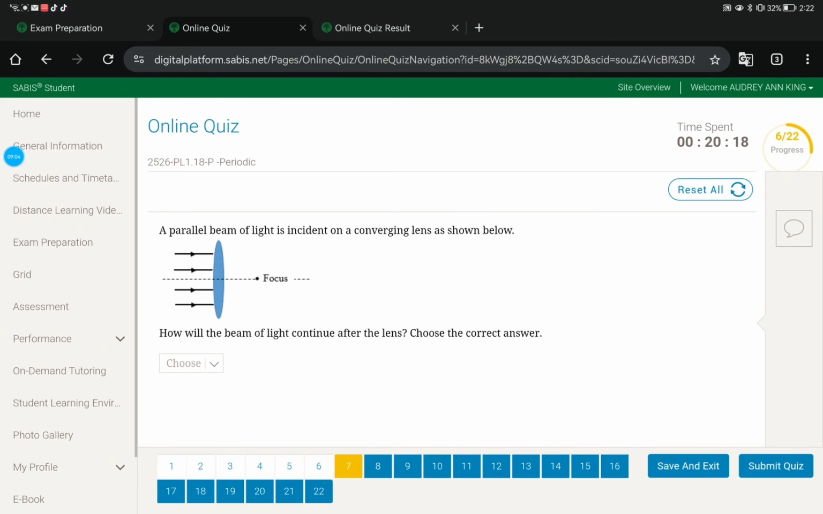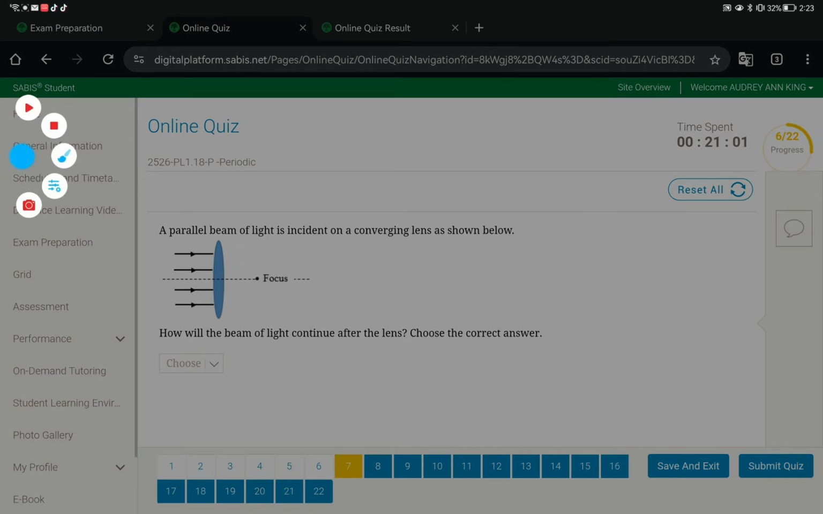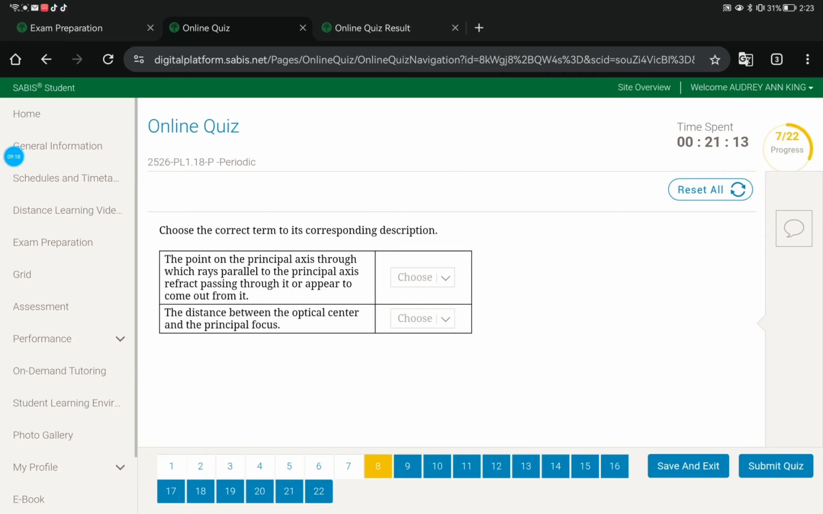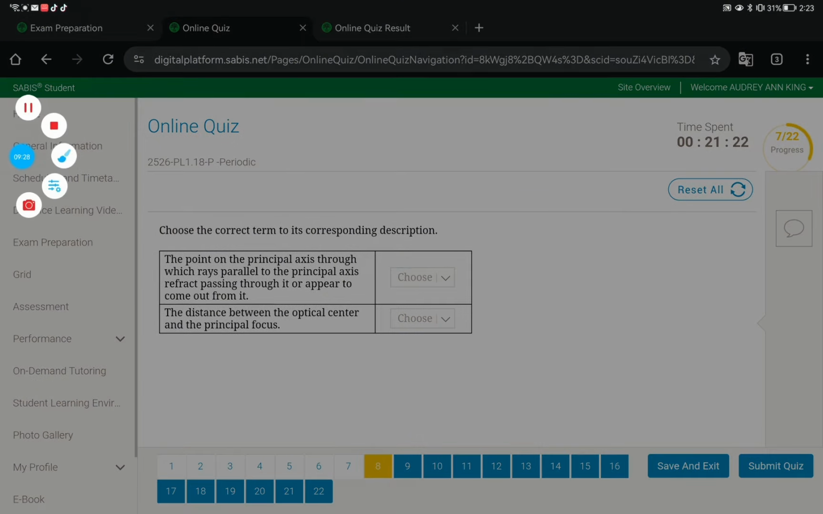How will the beam of light continue after the lens? For this one, it's a fundamental property of the converging lens, so there's not really much of an explanation for it. It passes through the focus. So, the point on the principal axis which the rays parallel to the principal axis refract passing through, or appear to come out of it.